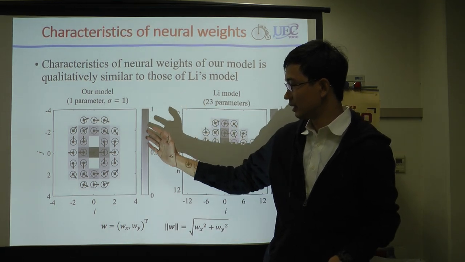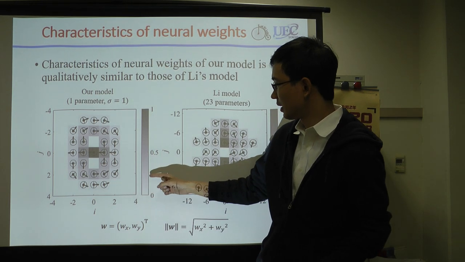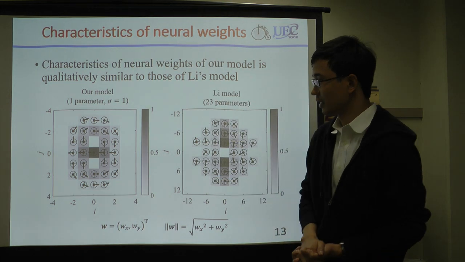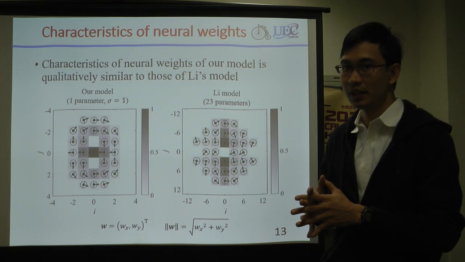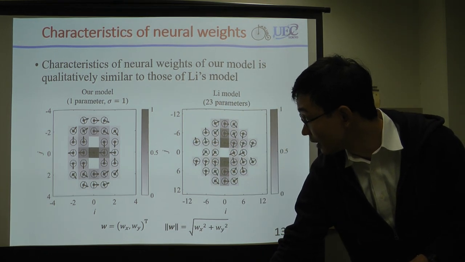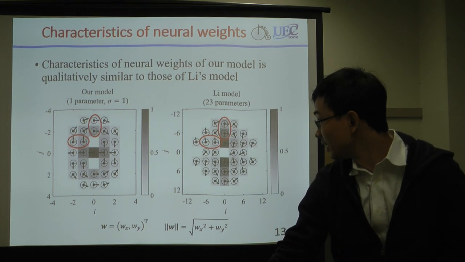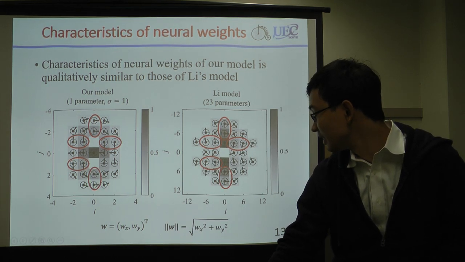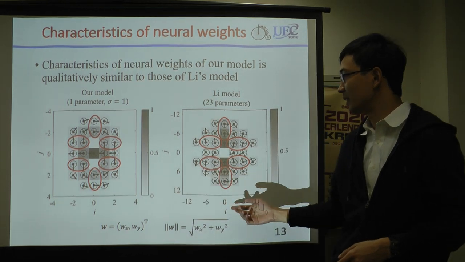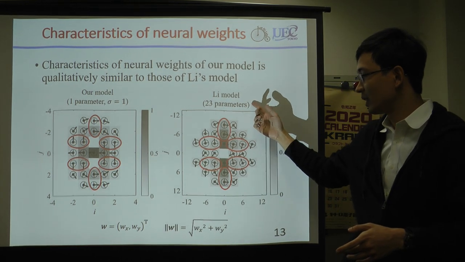The characteristics of the neural weights of our model are on the left side here. The darker vectors represent the selectivity. This is the strength of the weights. Now we can use the same method to compare it with an existing model, Lee's model, which has 23 parameters. However, our model only has one. So let's take a closer look. First, let's look at the direction. You can see direction points upwards, right, down, down, right, up. So you can see that the characteristics of the neural weights of our model and Lee's model are qualitatively similar. However, the advantage is that our model only requires one parameter, whereas Lee's model requires 23 parameters.